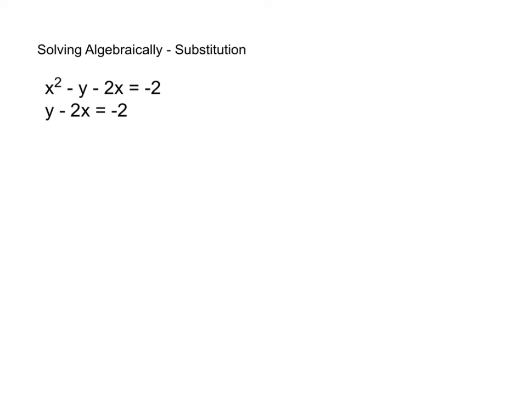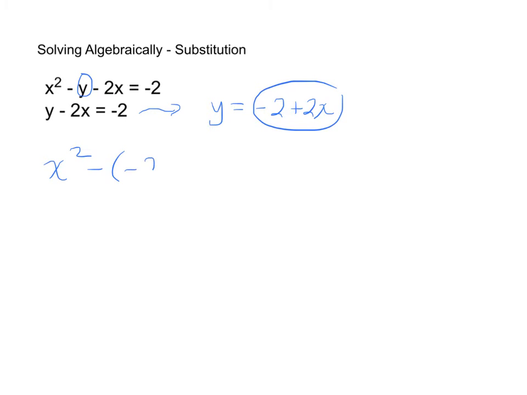If I isolate the y, I have y equals negative 2 plus 2x. So just add 2x to both sides. And then I can fill that in. And this is what y is equal to. So this is where I'm going to put it in the other equation where we have a y. So x squared minus negative 2 plus 2x minus 2x equals negative 2.